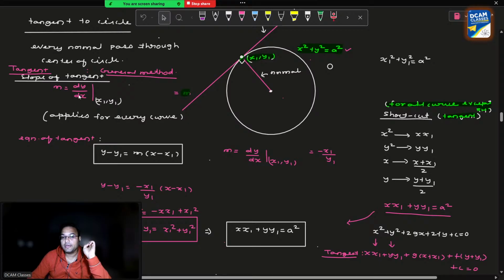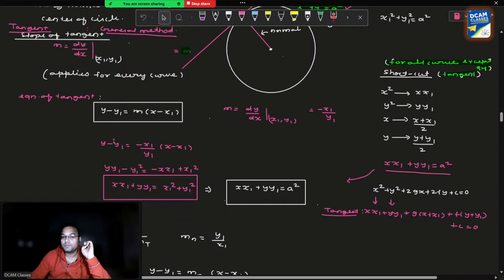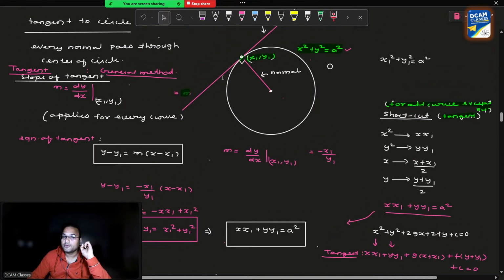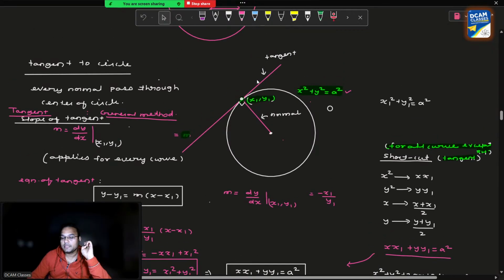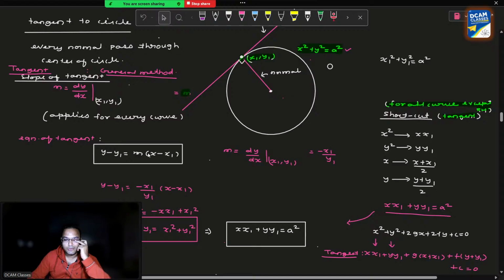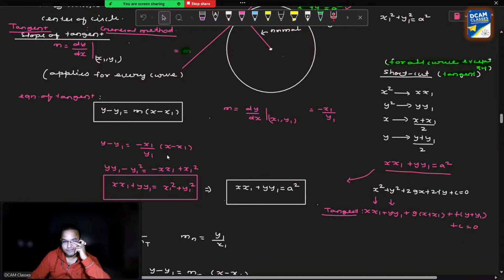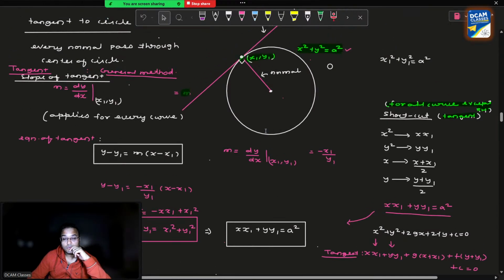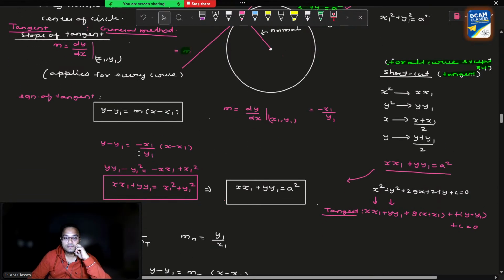After you find dy by dx, that's the slope. You need to put that value in because you want to find the equation of the tangent. There is the slope you have just found. The point x1, y1 lies on the tangent, so you can use the point slope form: y minus y1 is equal to m into x minus x1. Remember? Yes. Okay. So this is how I have found it out.